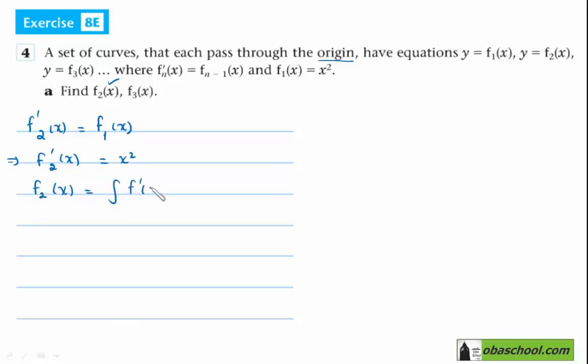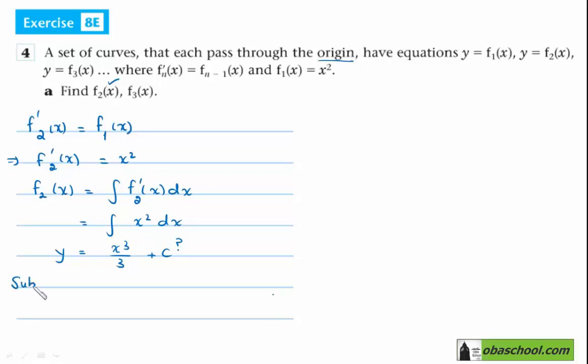Therefore, f2 of x equals the integration of f prime 2 of x with respect to x. Let's substitute the value of f prime 2 of x, so we get the integral of x squared dx. The integration of x squared is x to the n plus 1, or 3, divided by n plus 1, that is 3, plus the constant c. Then f2 of x, or y, equals x cubed over 3 plus c.